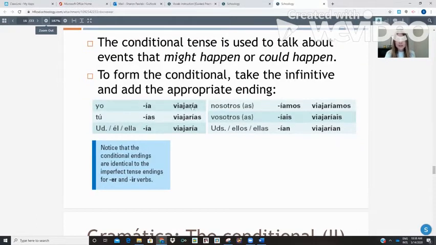So whole verb plus your ending. And it's always ía, ías, ía, íamos, ían. No matter what, if it's AR, ER, or IR, you're always using the same ending added to the infinitive.